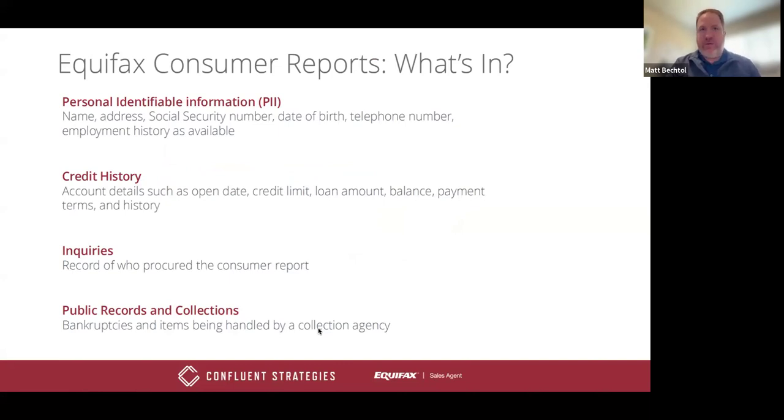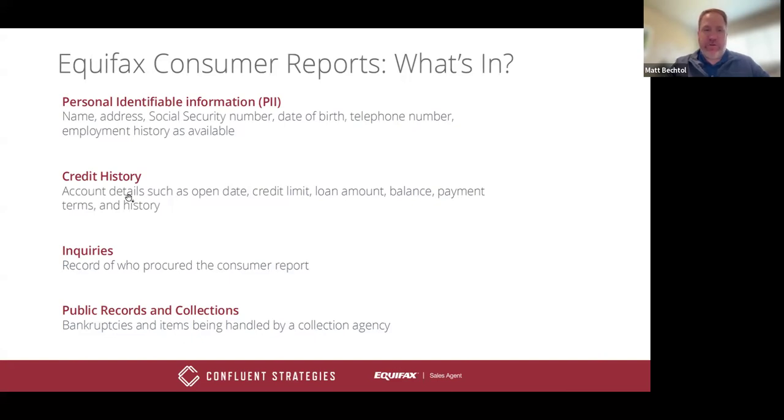We say as available. The credit report actually has an employment section, but it is updated either at the consumer request or if it's furnished to Equifax. It's not a common field in 2025. 20 plus years ago, it was pretty common for consumers or employers to report employment information, but that's not as relevant today. So you may see employment information, doesn't mean it's necessarily accurate.